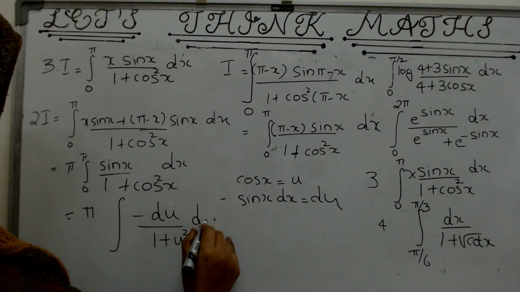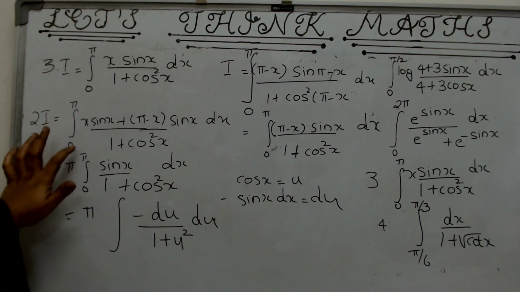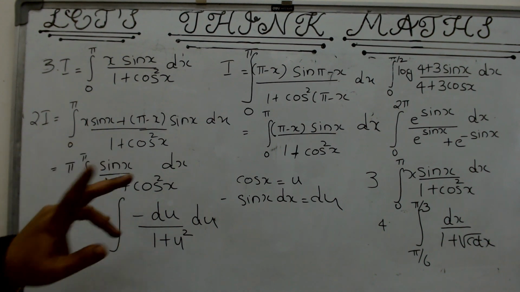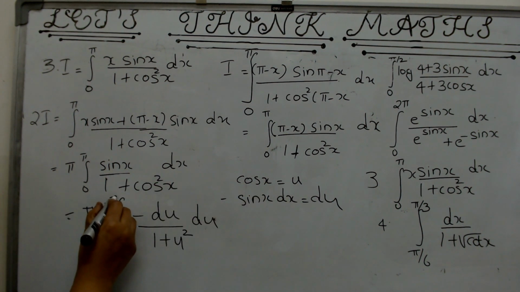But then, very, very important thing. What should you worry about? See, you have to change this also. What is cos 0? Cos 0 would be 1. And what would be cos pi? It would be minus pi.